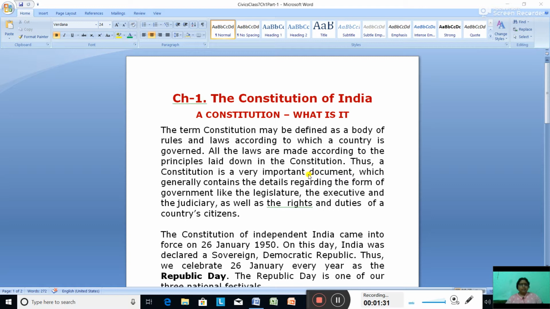So here you have to know that constitution is a very important document which generally contains the details regarding the form of government, like the three organs of the government: legislature, executive and judiciary. It also explains the rights and duties of the country's citizens. So a lot of things are there in our constitution. As per the definition, if somebody asks you what is constitution, you are supposed to mention it is a body of rules and laws according to which a country is governed.